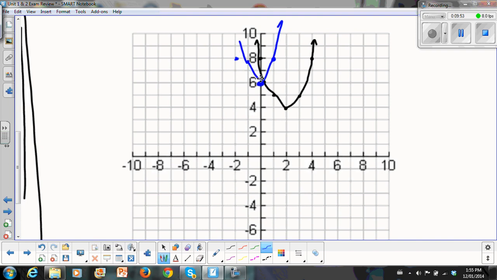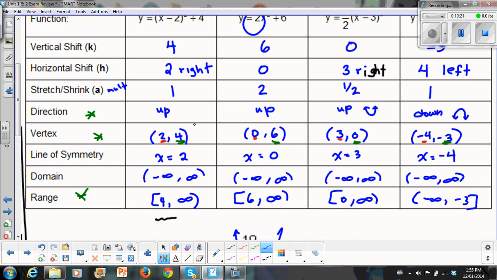There should be these 3 dots. If it helps you, you might want to look at your over and up steps, which I taught in the first unit. If it goes over 1, because we're doing x squared, 1 squared is 1, and over 2 from the vertex, squared is 4. So if we're changing the stretch, then you're changing the y values. So let's do another example. That one was blue.